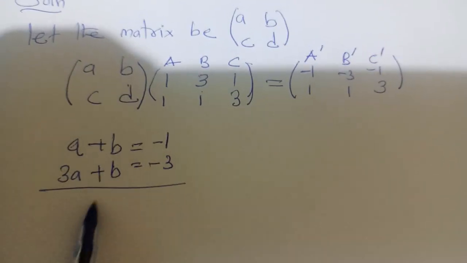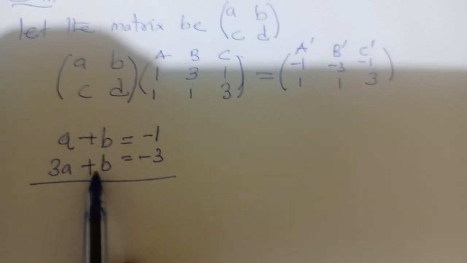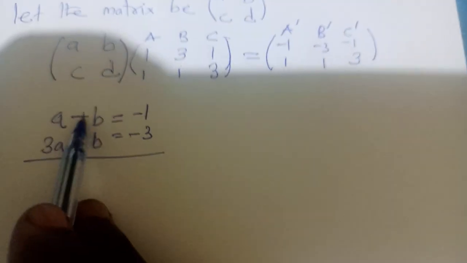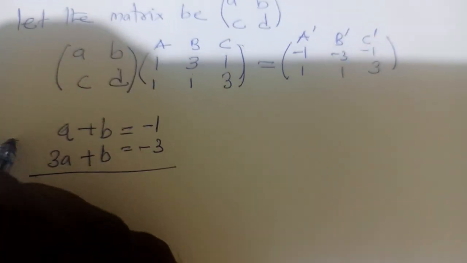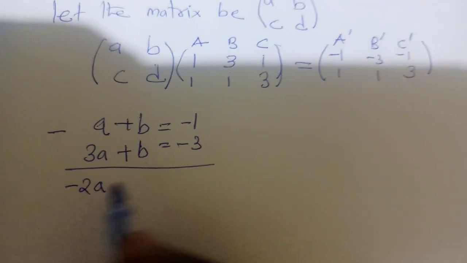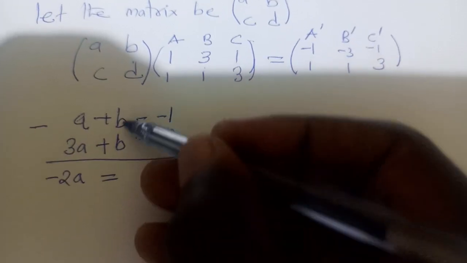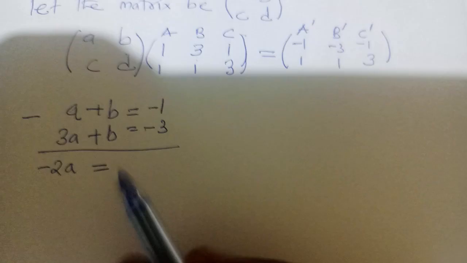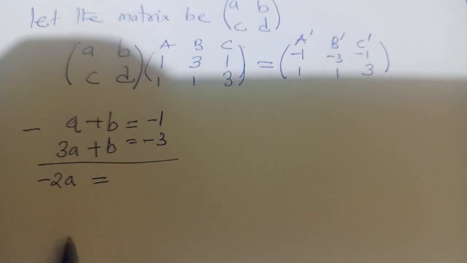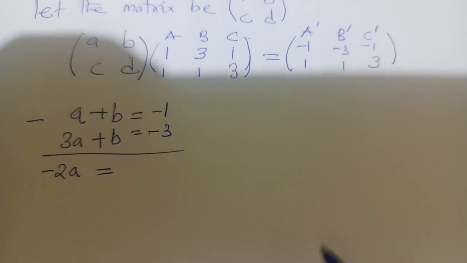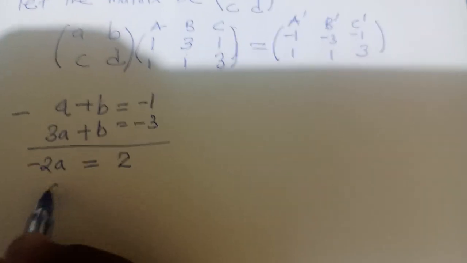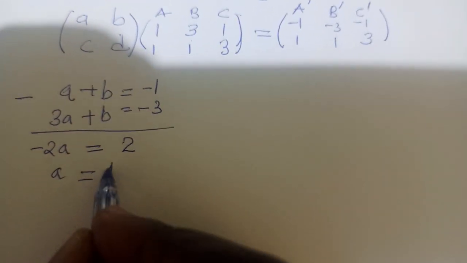So here, by elimination method, B and B have the same coefficients, so we can easily eliminate, and because they are both positive, we eliminate by subtracting everything. So we have -2A is equal to, of course, B minus B will be 0, and we have -1 minus -3. That gives us -1 plus 3, which is 2. And so our A in this case is -1.